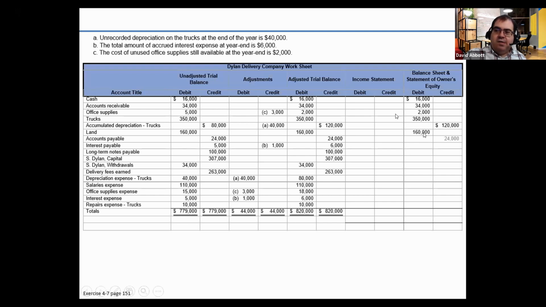The land 160,000. Then we have our liabilities, so 24,000 of accounts payable, 6,000 of interest payable, 100,000 of long-term notes payable. 307 is part of equity, that's the capital, and then 34,000 is the withdrawals. And then we have the income statement, 263,000, that is revenue, so credit, and then we list out the expenses. So 80,000 for the depreciation expense on trucks, 110,000 for salaries expense, 18,000 for office supply expense, 6,000 for interest expense, and then 10,000 for repairs expense on trucks.